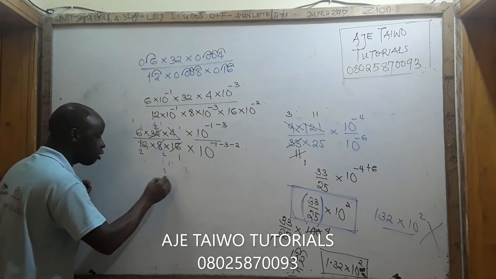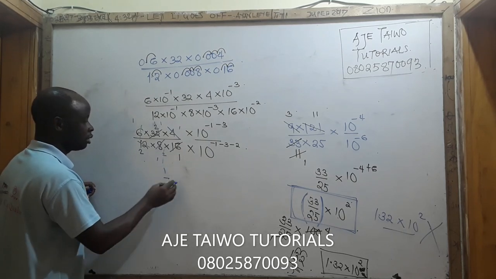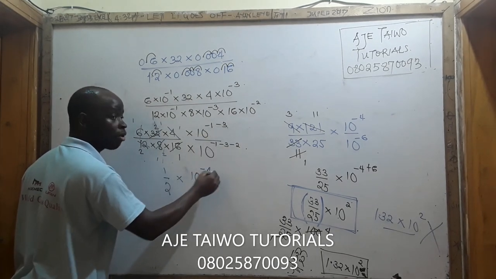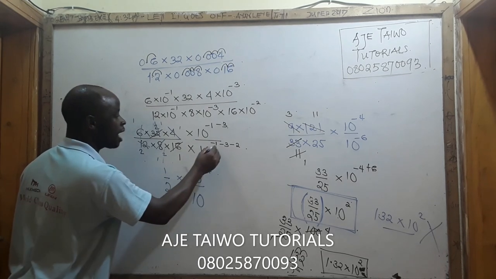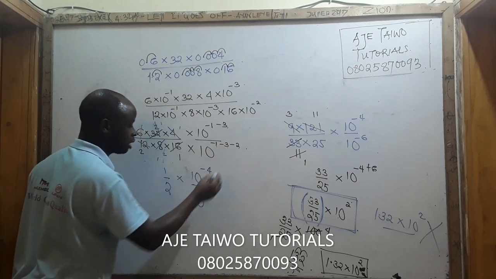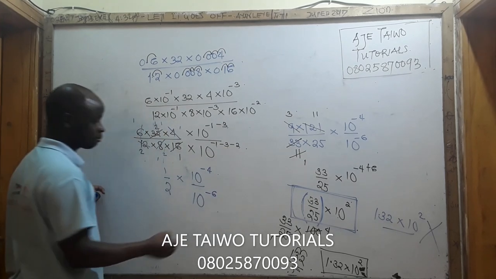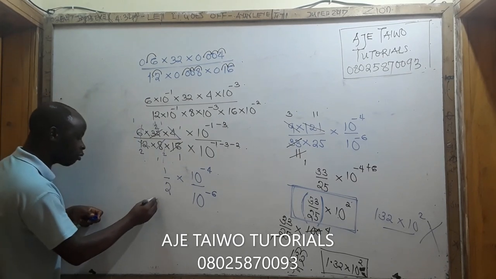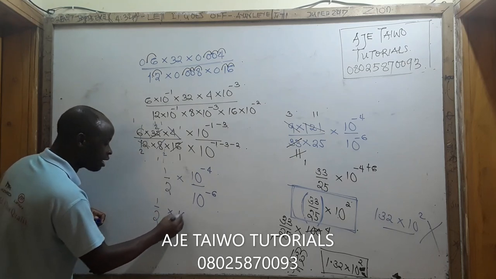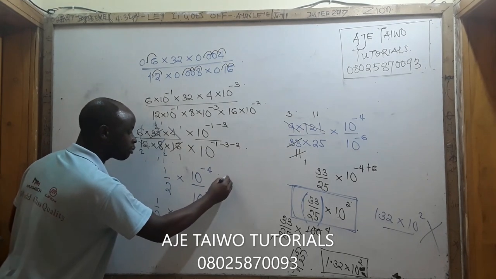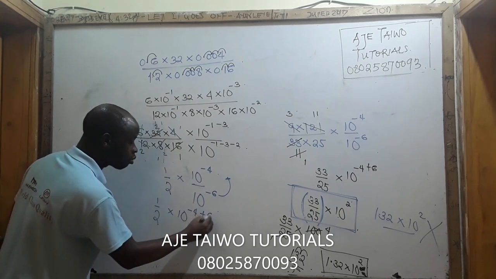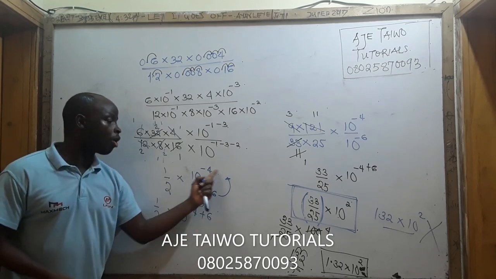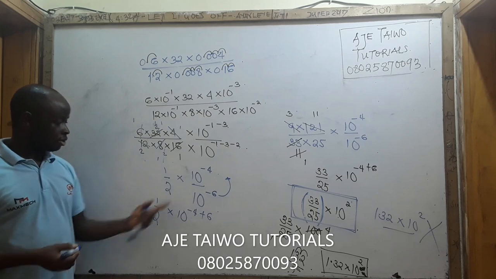So this is now what? 1 over 2 times 10 raised to power minus 1 minus 3, which is minus 4, over 10 raised to power minus 1 minus 3 minus 2, that's minus 6. So this is now 1 over 2 times 10 raised to power minus 4. This goes up. When minus goes up, it becomes plus. When plus goes up, it becomes minus. So this is minus 6.